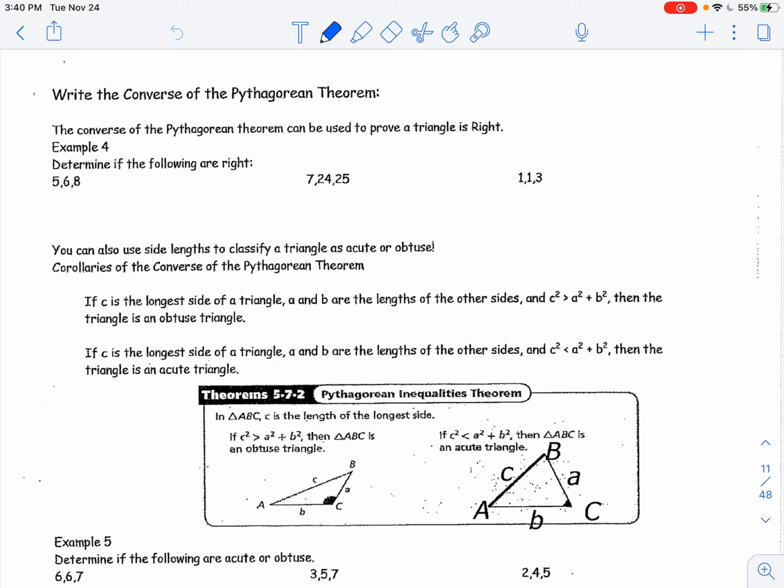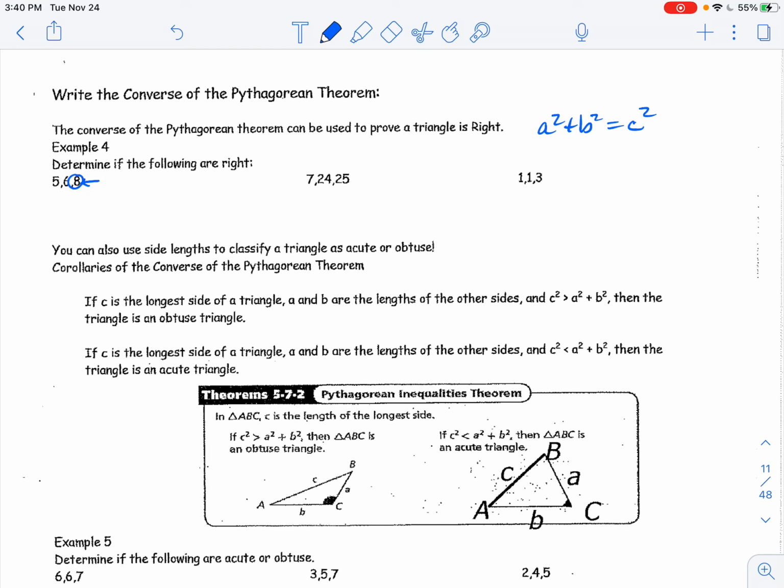In today's notes, let's look at the converse of the Pythagorean theorem. The converse can be used to prove a triangle is right. Example 4 says determine if the following are right. If I apply the Pythagorean theorem, which says a squared plus b squared is equal to c squared, where c is the side that is the longest and it's across from the 90-degree angle.